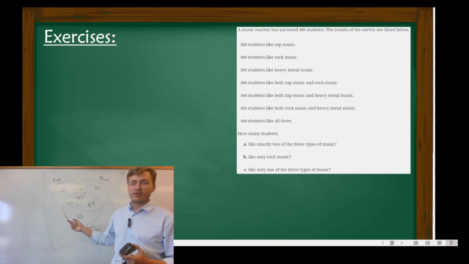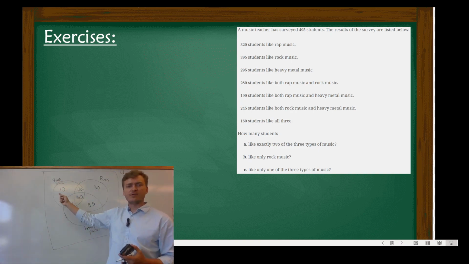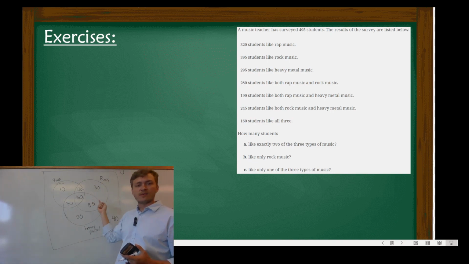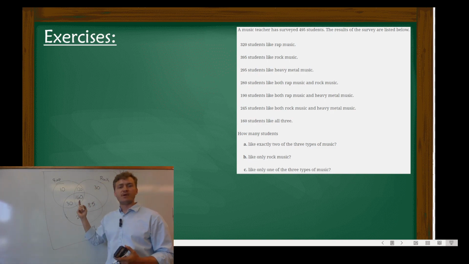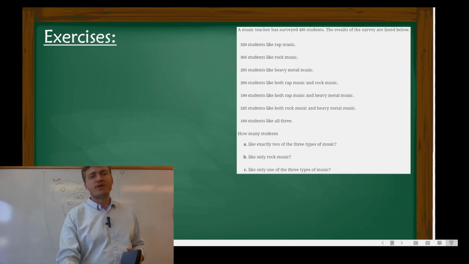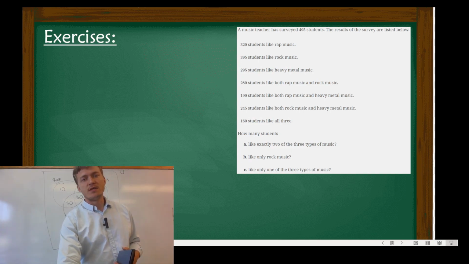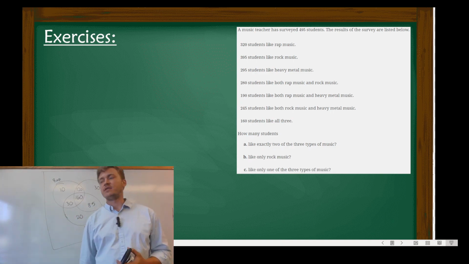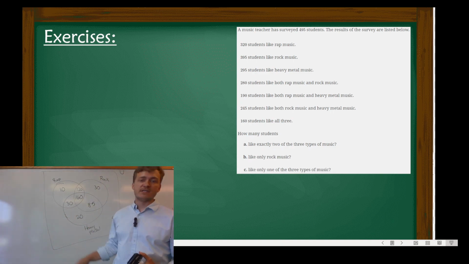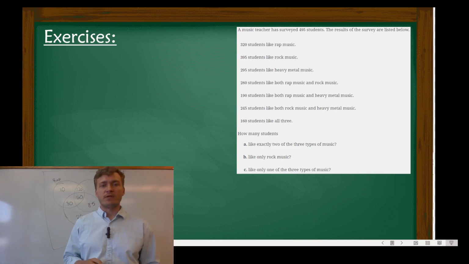So I created a Venn diagram. I have rap on my top left circle for A, rock is my circle B, and heavy metal is my circle C. So where they all intersect, A intersect B intersect C, is going to be 160 students who like all 3. And then from there, we need to consider what else is given to us, right? 160 in the middle. So I sort of work my way to the top.